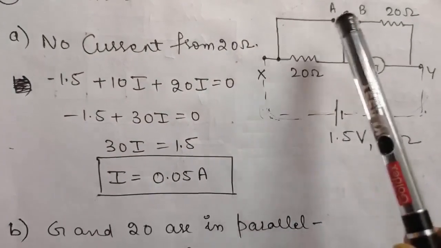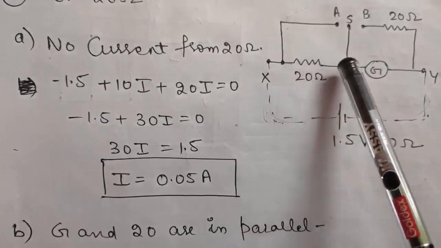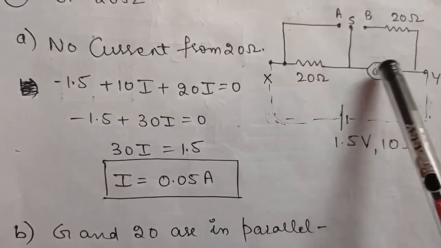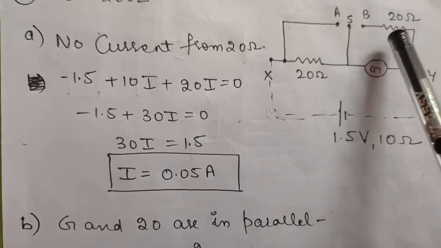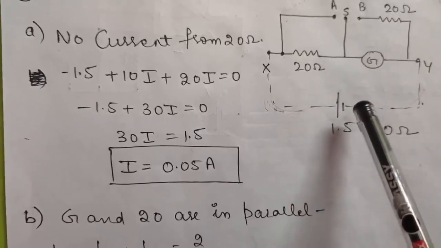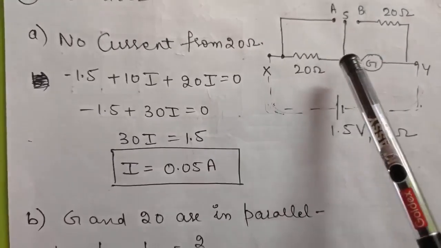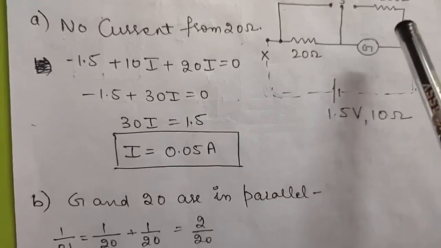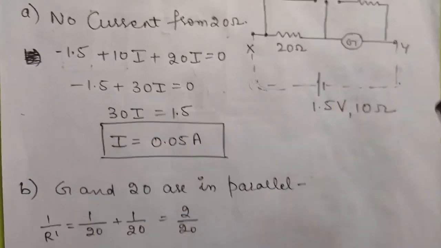Because now this circuit is not connected, so the current will follow this path from here to here, then through these two, and then like this. Okay, so we have calculated an equivalent resistance for these. So the equation will be minus 1.5 plus 20I plus the equivalent resistance of these is R dash. So plus R dash I equal to 0.